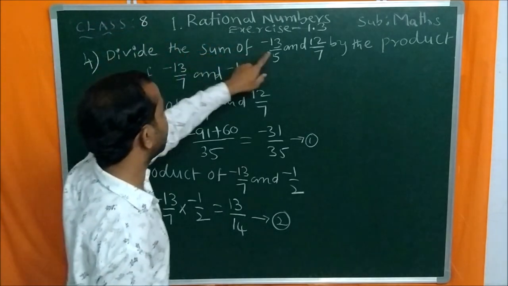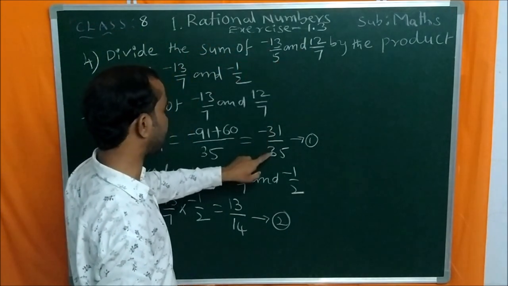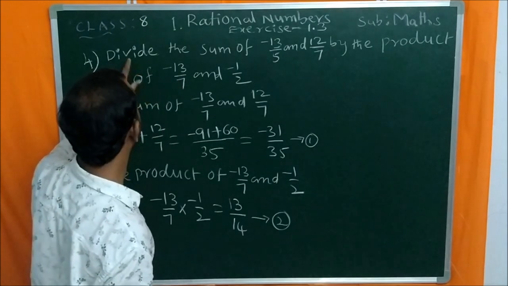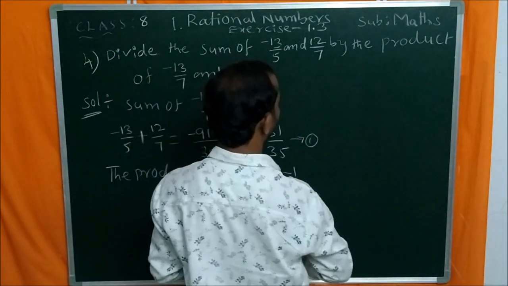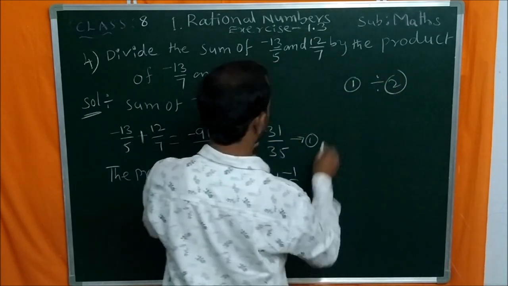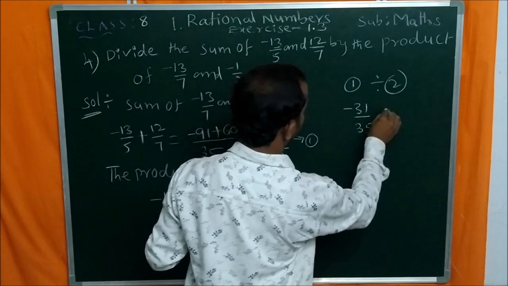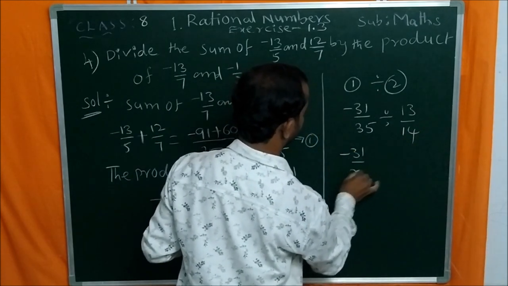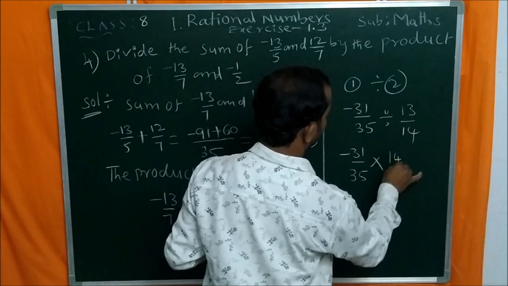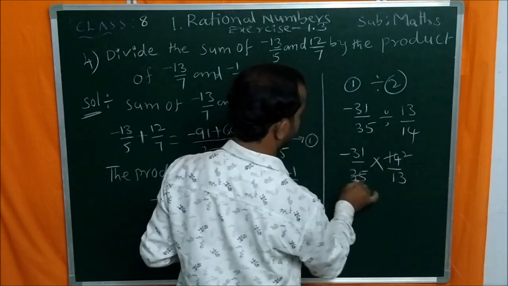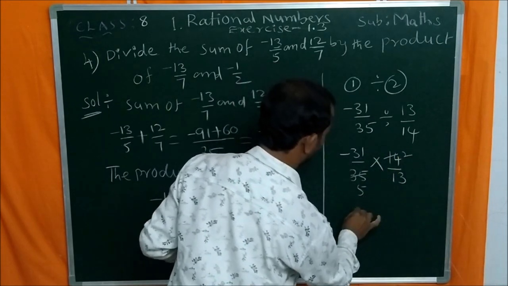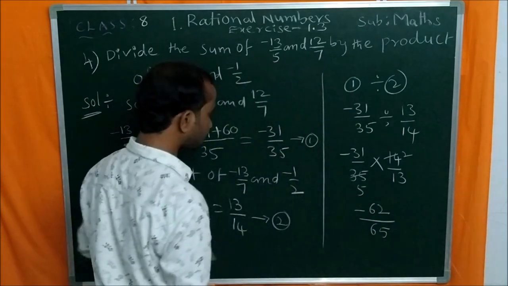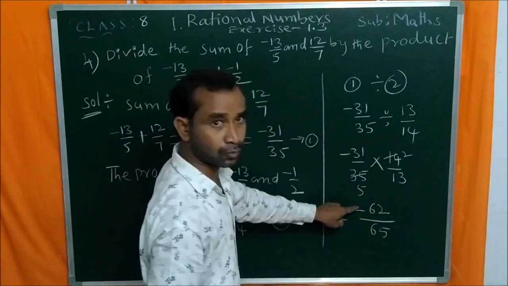The sum of the given two rational numbers equals minus 31 by 35. The product of the two rational numbers is 13 by 14. So we divide the sum by one of the numbers: minus 31 by 35 divided by 13 by 14, which is minus 31 by 35 into the reciprocal 14 by 13. 7 2s are 14, 7 5s are 35. 31 into 2 is 62, 13 5s are 65. So the result is minus 62 by 65.